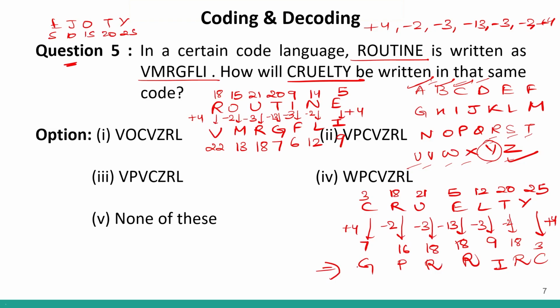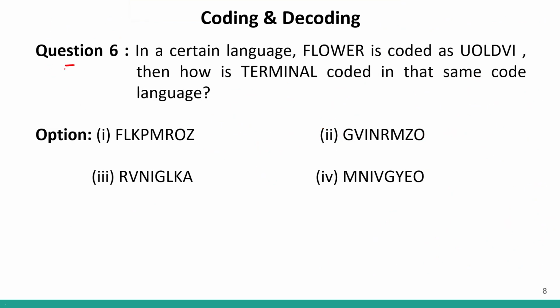So the code will be G, P, R, R, I, R, C. And I don't see any option starting with G. So answer will be option number 4, none of these. Clear? Answer will be option number 4, none of these. Okay, moving on to question number 6.